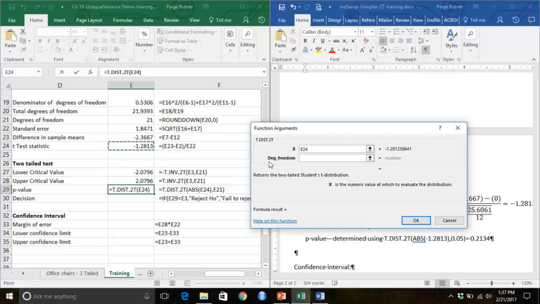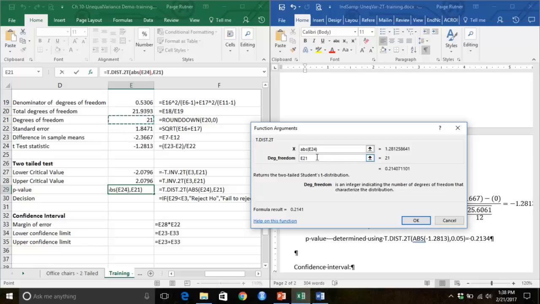Now, this two-tailed function is a little bit particular. It doesn't like to get negative numbers in this first argument, this x argument. In this case, I know I've got a negative number, but I can take care of that just by using my absolute value function. So I'm just going to put that cell reference for the argument into an absolute value function. That way I've got a positive value that is going to be used as the argument for T.DIST.2T, and then degrees of freedom is the same degrees of freedom that we had calculated a few minutes ago.